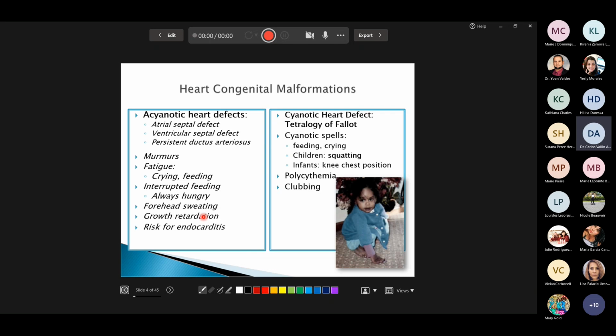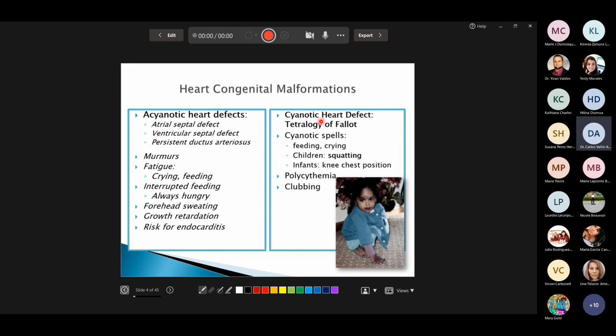By the way, later we'll study endocarditis. Those babies with abnormal holes in the heart that are born with this malformation need to have prevented the development of endocarditis, and you need to think of the possibility of developing endocarditis.